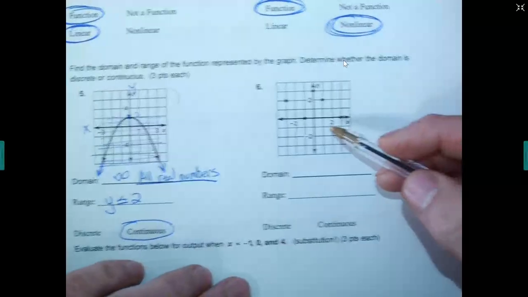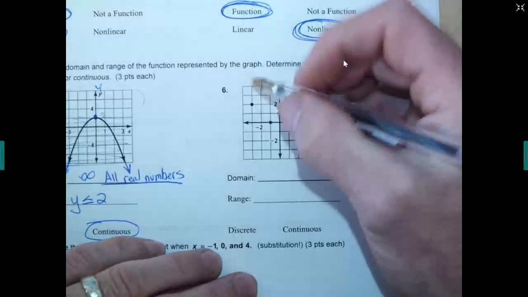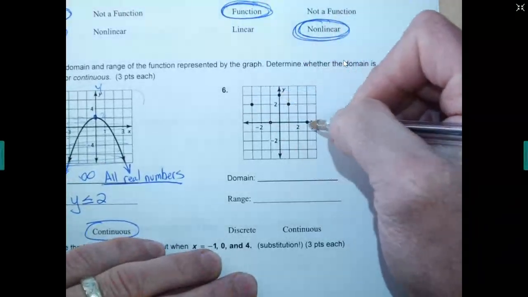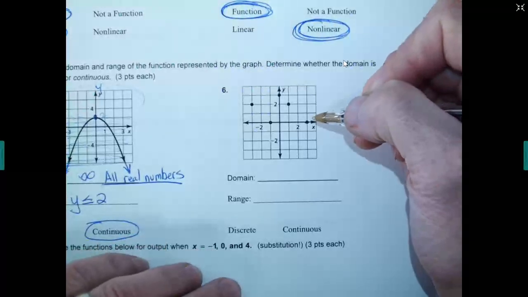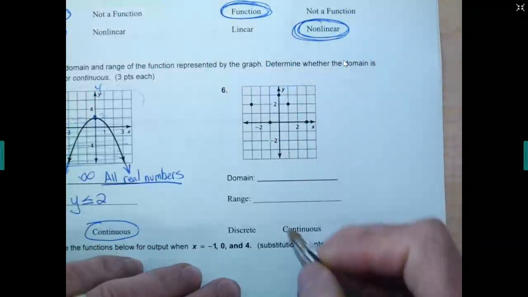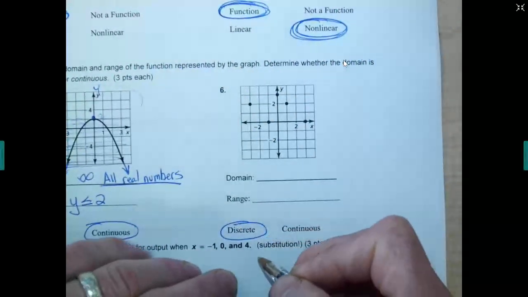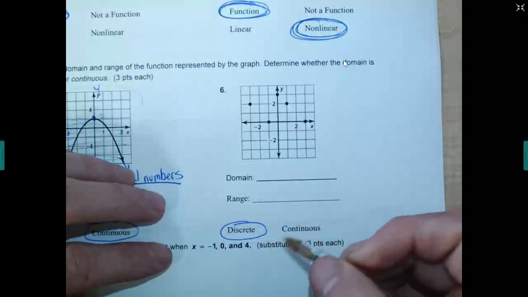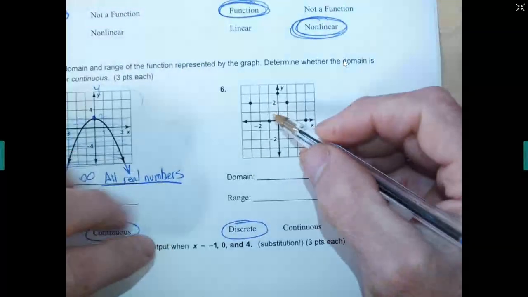All right, let's look at this one. So I have 1, 2, 3, 4, I have 5 points here. And they're separate points, so it is not continuous. These are, in fact, discrete points. And I'm just going to go ahead and list these.